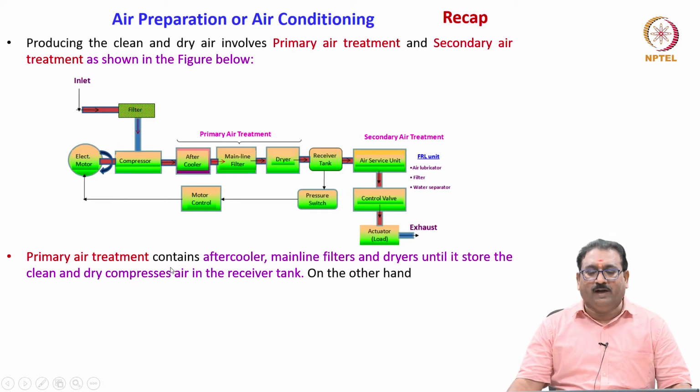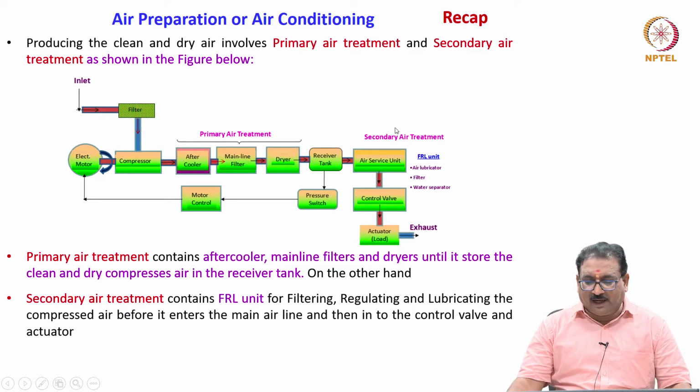The primary air treatment contains the aftercooler, mainline filter and dryers until it stores the clean and dry air in the receiver tank. On the other hand, secondary air treatment contains the FRL unit, what is known as the air service unit, used for filtering, regulating and lubricating the compressed air before it enters the main air line and then goes to the control valves and actuator.